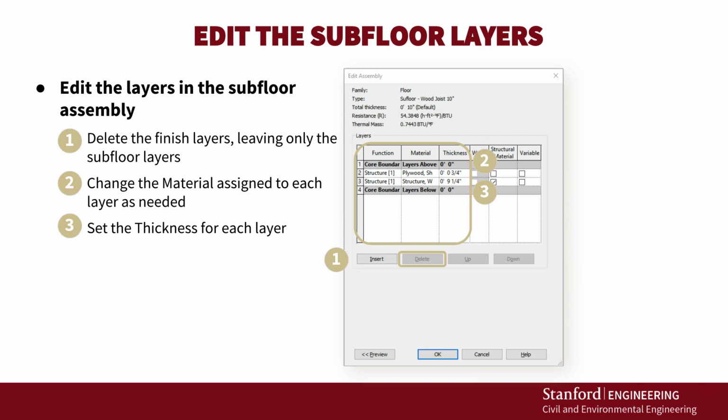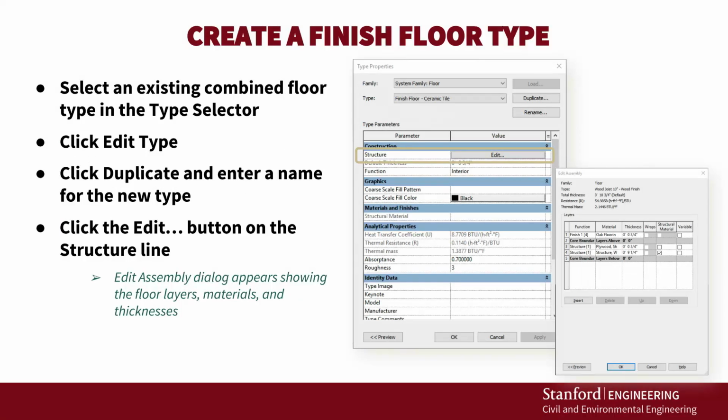Now, as you're creating subfloor types, you typically won't need to add very many layers. You'll often just delete the finished floor layers from an existing floor assembly. Next, we'll create a finished floor type.